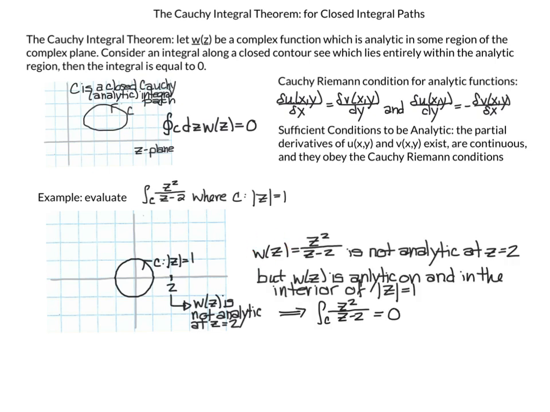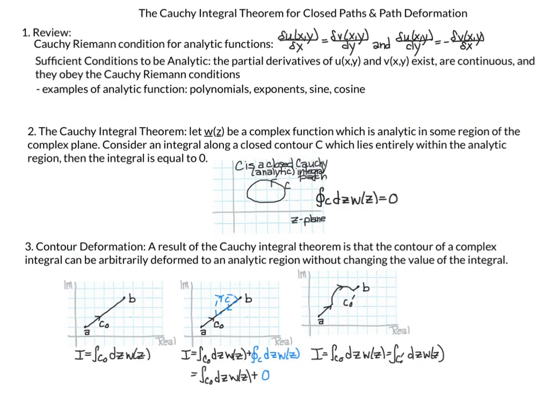So here I have my function, w of z is equal to z squared over z minus 2, and it is not analytic at z equals 2, but w of z is analytic on our unit circle, on the curve, and in the interior of our unit circle. So we can apply the Cauchy integral theorem, right? Because this point that's not analytic is outside our circle, which means that our integral over C of z squared over z minus 2 is equal to 0. So those are our examples for the Cauchy integral theorem.